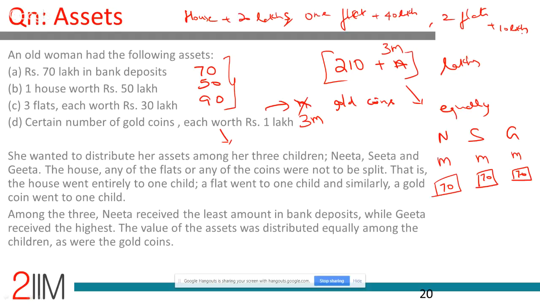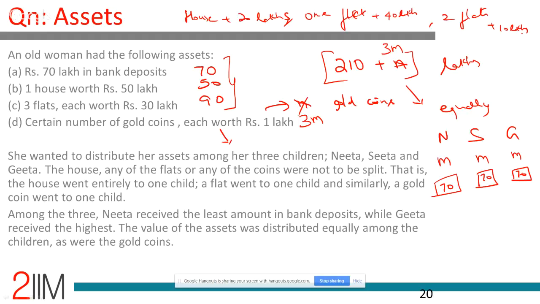The other 2 should get the remaining 3 flats. No one can get all 3 because it will go to 90. So one of them should have got 1 flat, the other should have got 2 flats. The one who gets 1 flat should get 40 lakhs in bank deposit. The one who gets 2 flats should get 10 lakhs in bank deposits. Okay? So we've split everything.